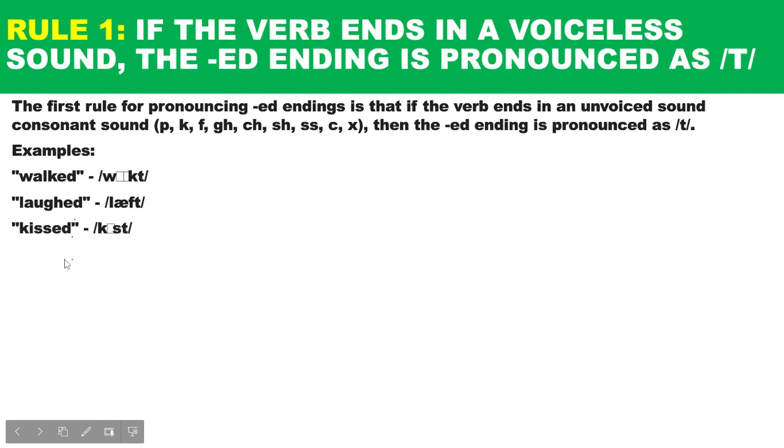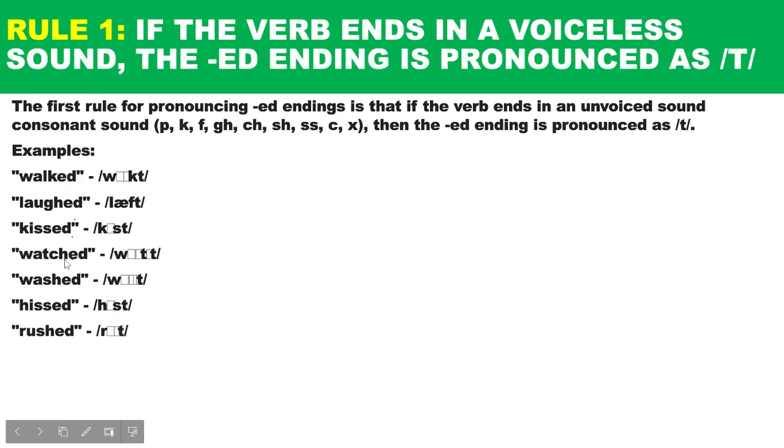Then you have kissed. Watched. Washed. Hissed. Now take note of the T at the end, representing the ed past tense marker there. Rushed. Missed.